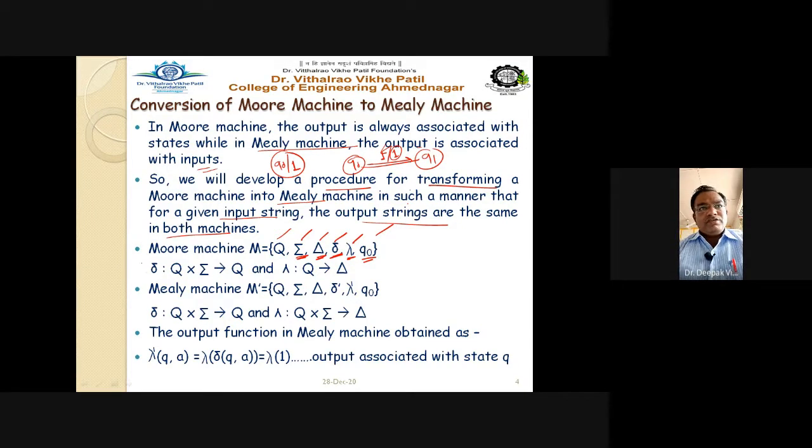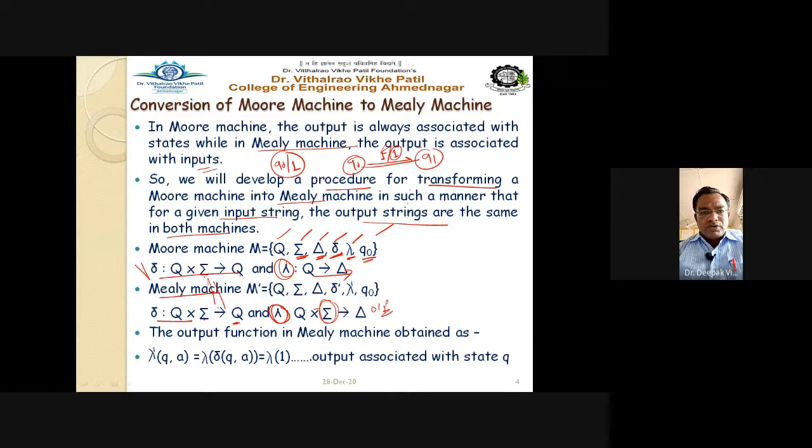So you can have the definition of delta given for Moore machine, and for the Mealy machine also the definition of delta, the transition function, Q cross input gives you Q, is the same. But the definition of lambda, that is the output function, is different in the two machines. In Moore machine Q gives you the output, but in case of Mealy machine, Q cross sigma, that is state and input, gives you the output.